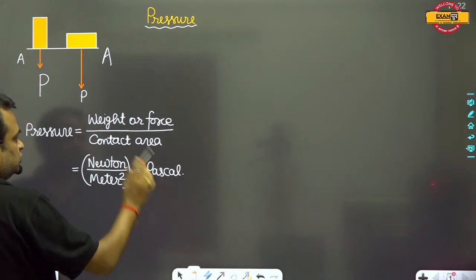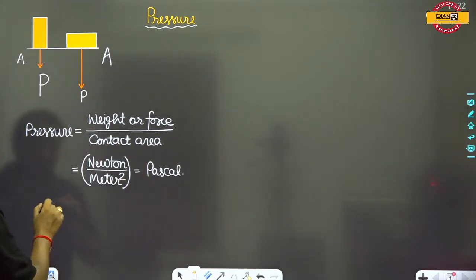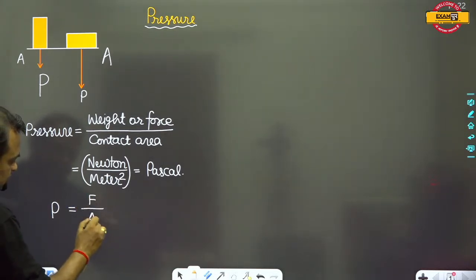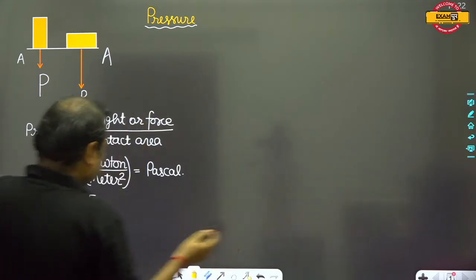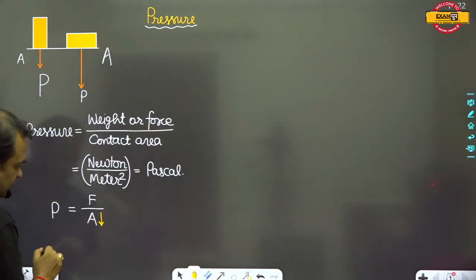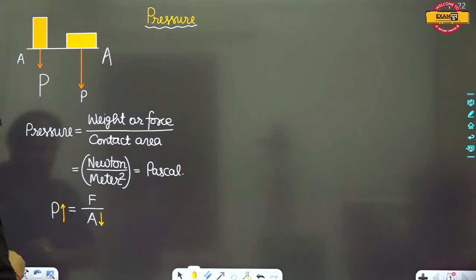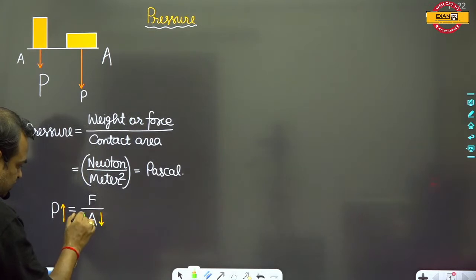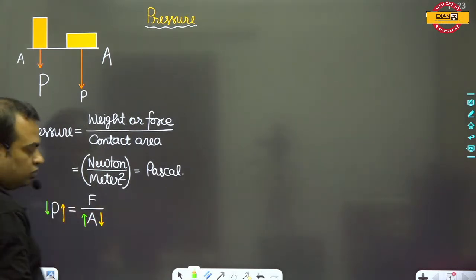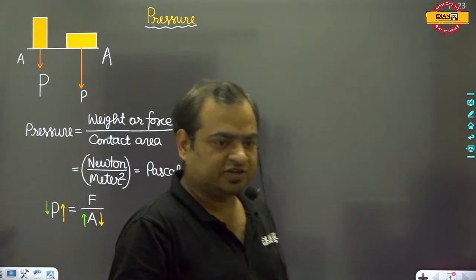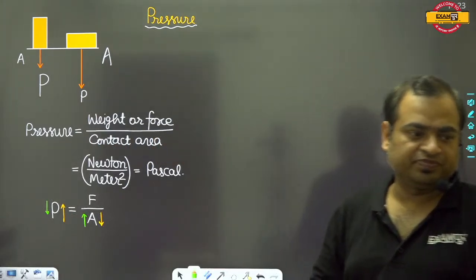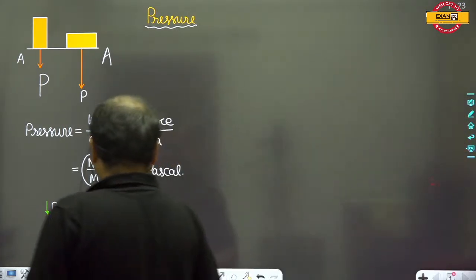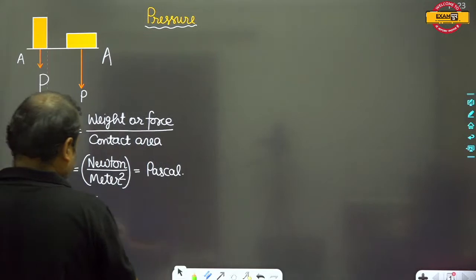Okay guys, so this can also be written as P is equal to F upon A. If the value of contact area is low, then the pressure will be high, and if the contact area value is high, then the pressure will be low. Obviously, it means the pressure is inversely proportional to the contact area. So this is pressure.